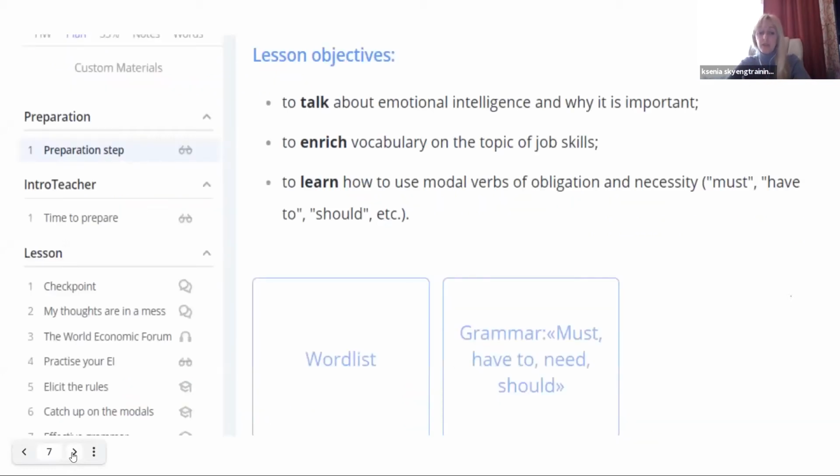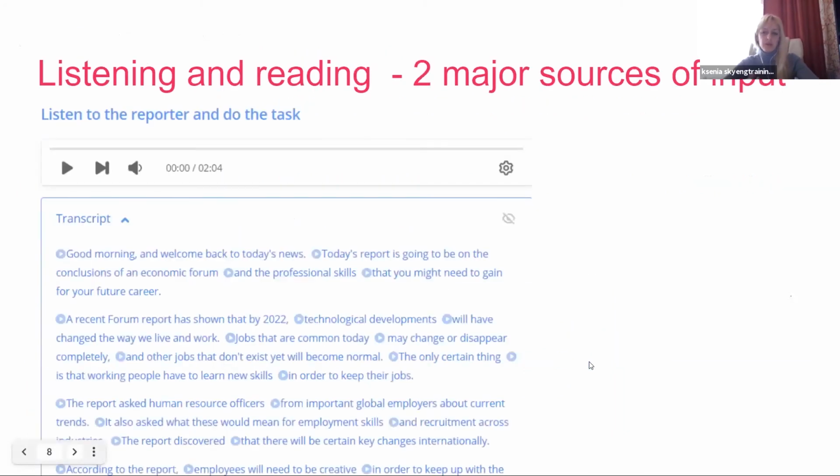As I have already mentioned before, the first stage in such lessons would be input through the text, that is listening and reading activities. Here you see how the teacher and the student see the lesson objectives. The lesson is on the topic of emotional intelligence. So they set the goals to enrich vocabulary on the topic of job skills, to talk about emotional intelligence and why it is important, and learn about emotional intelligence.